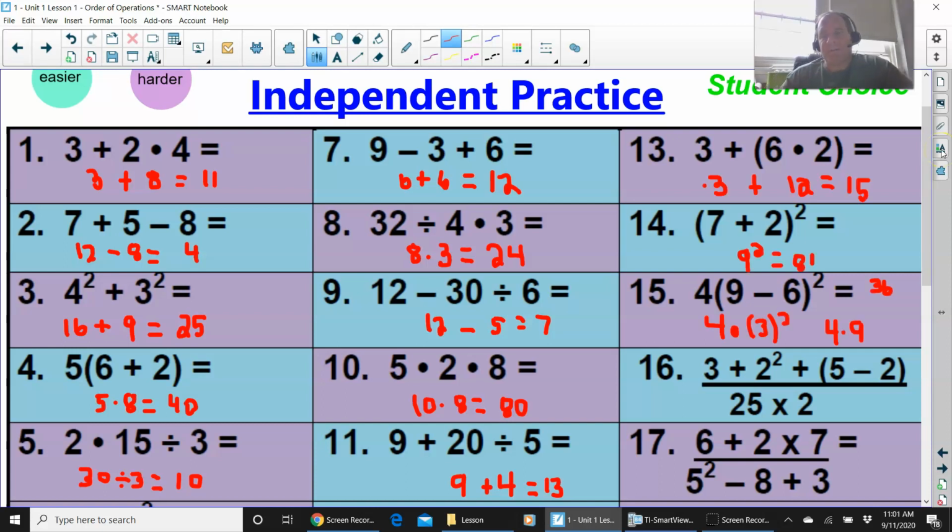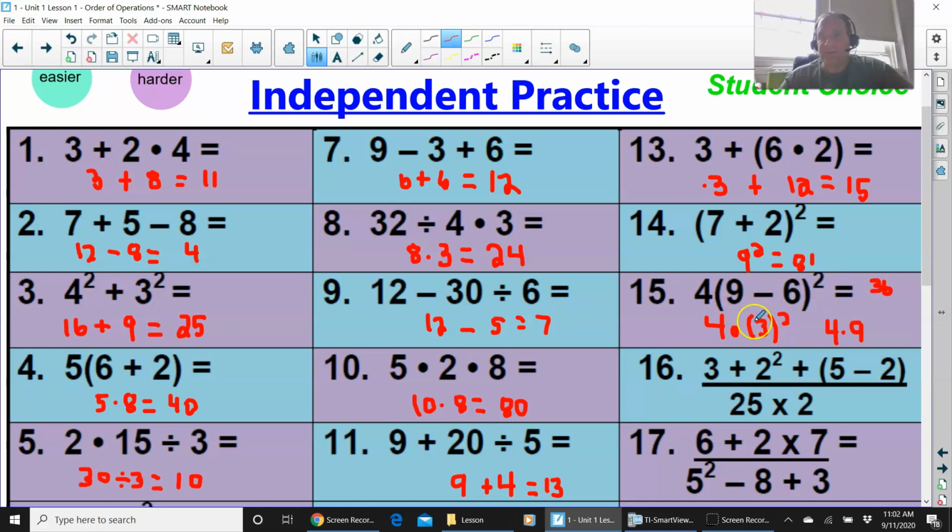So here we go, number 13, in parentheses, pretty easy, 6 times 2, 12, then 3 plus 12 is 15. In parentheses, 7 plus 2, 7 plus 2 is 9, and then you do the squared, right? 9 squared, 81. For this one, number 15, I did 9 minus 6 first, so that's 3.